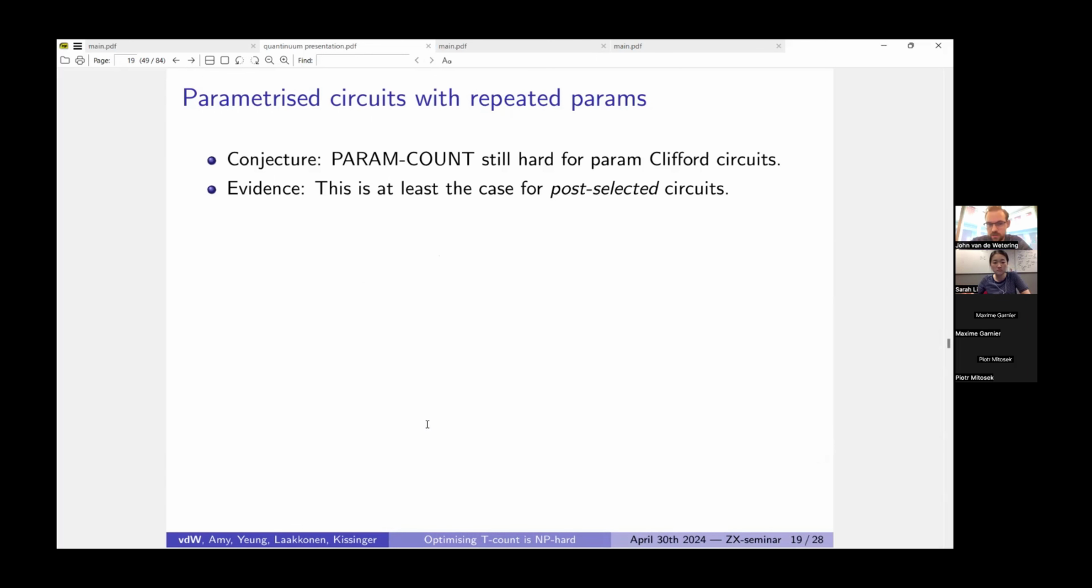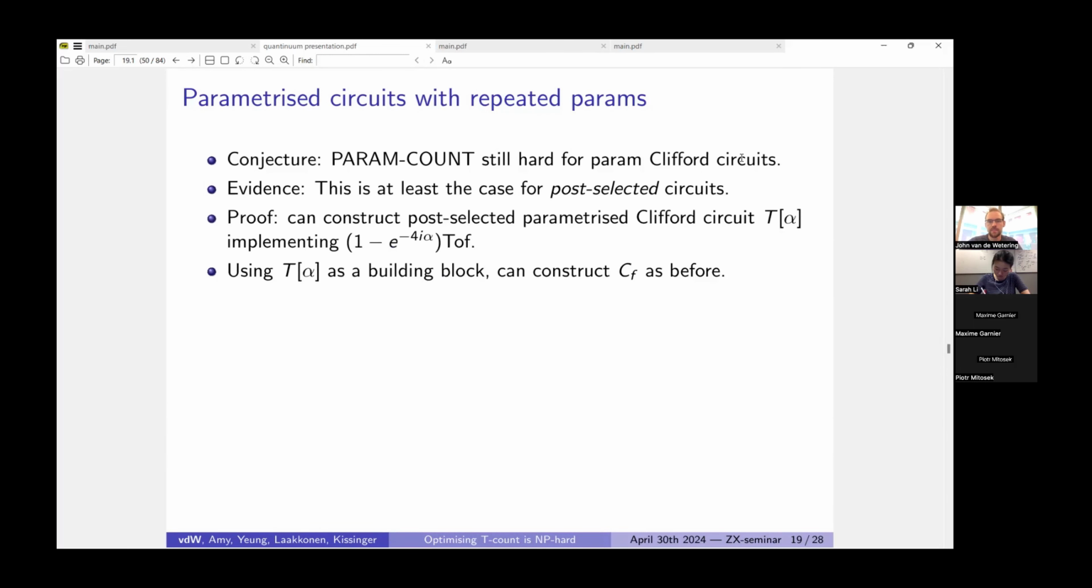Now, we conjecture that this problem is still hard for parameterized Clifford circuits, although we've not been able to prove it. But we do have some evidence, and this is courtesy of Thomas Lakonen, who came up with this. So we do know this is the case for post-selected circuits. Parameter counts for parameterized Clifford circuits that are post-selected is, in fact, a hard problem.